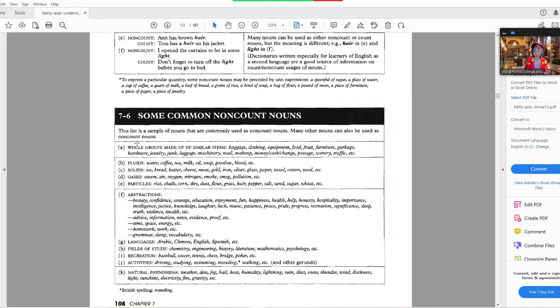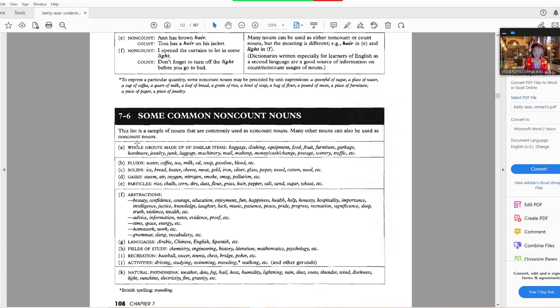Also, abstractions can be non-count nouns. Beauty, confidence, courage, education, enjoyment, fun, happiness, health, help, honesty, hospitality, importance, intelligence, justice, knowledge, laughter, luck, music, patience, peace, pride, progress, recreation, significance, sleep, truth, violence, wealth, advice, information, news, evidence, proof, time, space, energy, homework, work, grammar, slang, vocabulary are all abstractions and therefore are all non-count nouns that take singular verbs.